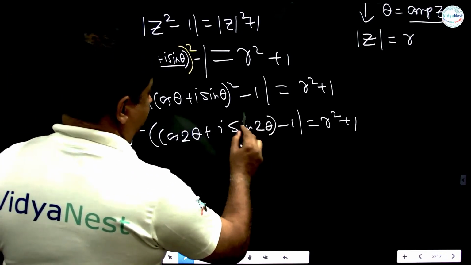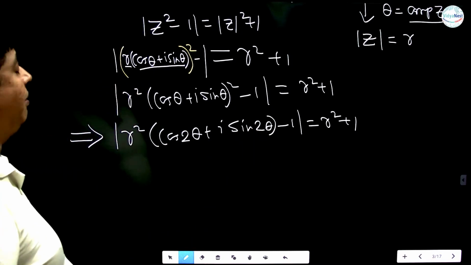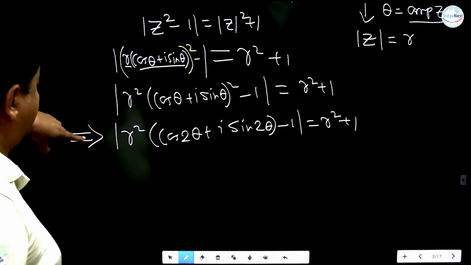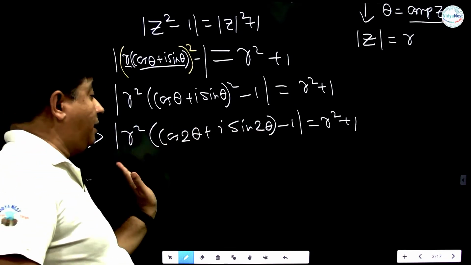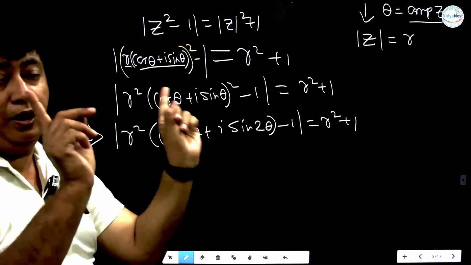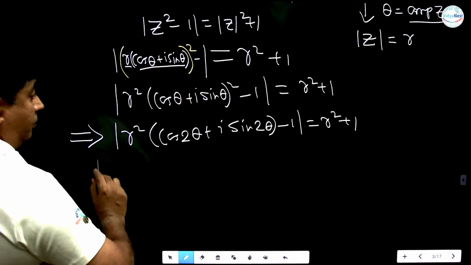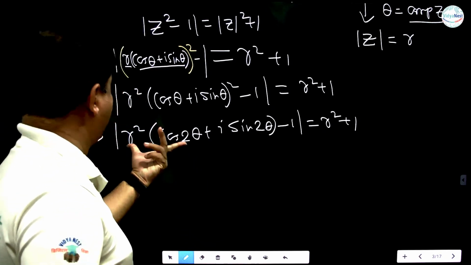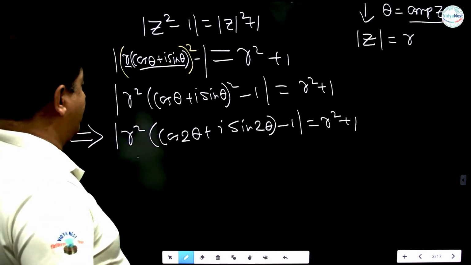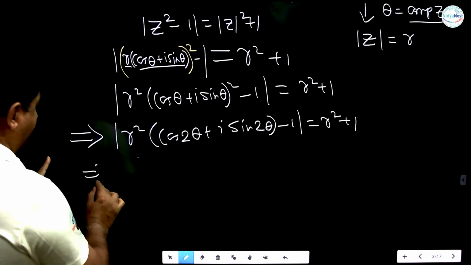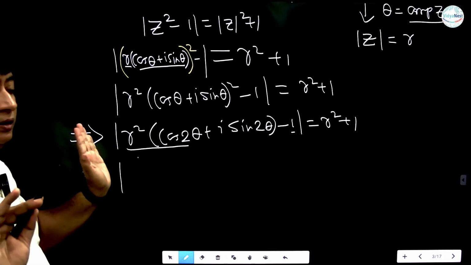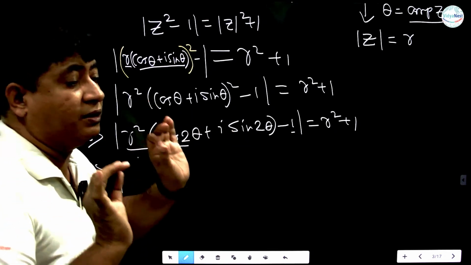Close the bracket. Now, what will be our role? Our role is to separate the real and imaginary part in mod. Which part is real? The part without i. So, you observe, in this part and this part there is no i. So, these two parts are to be considered as the real part.